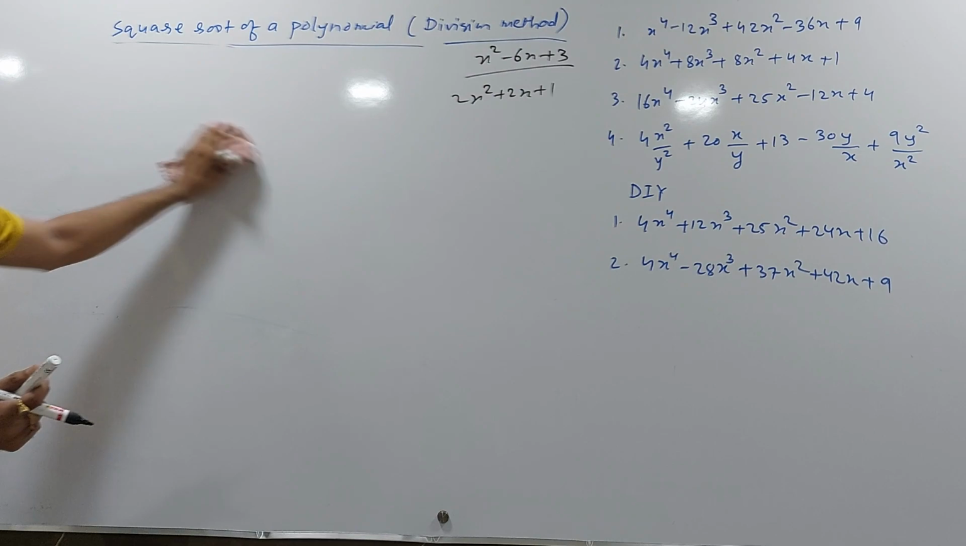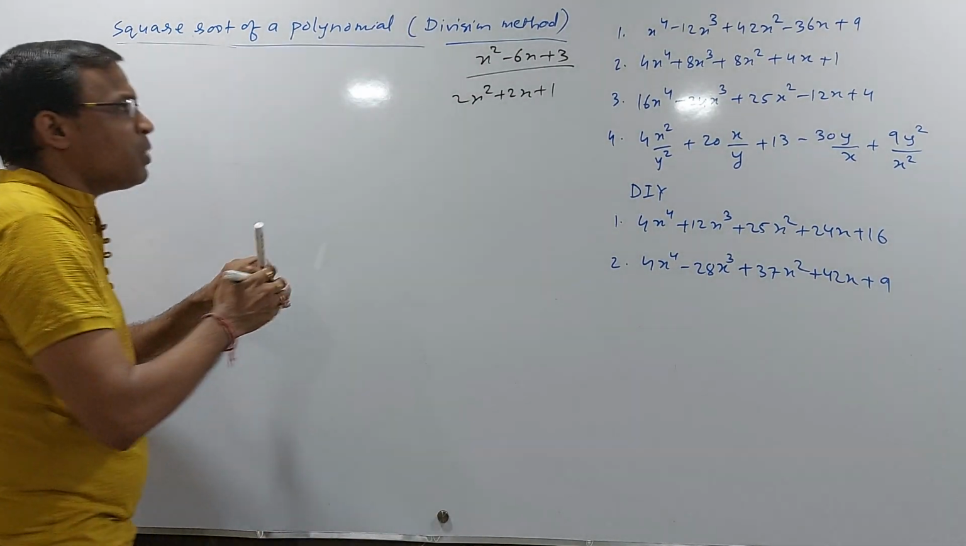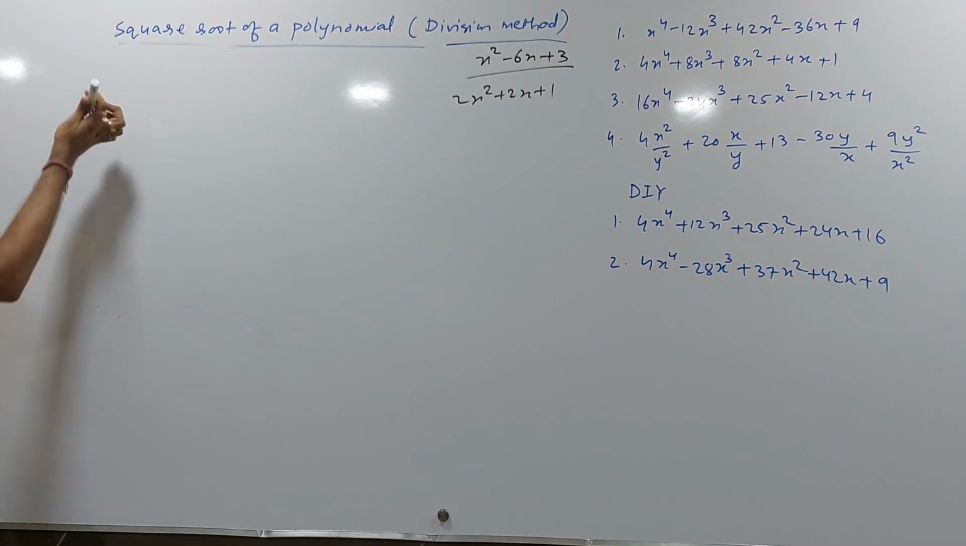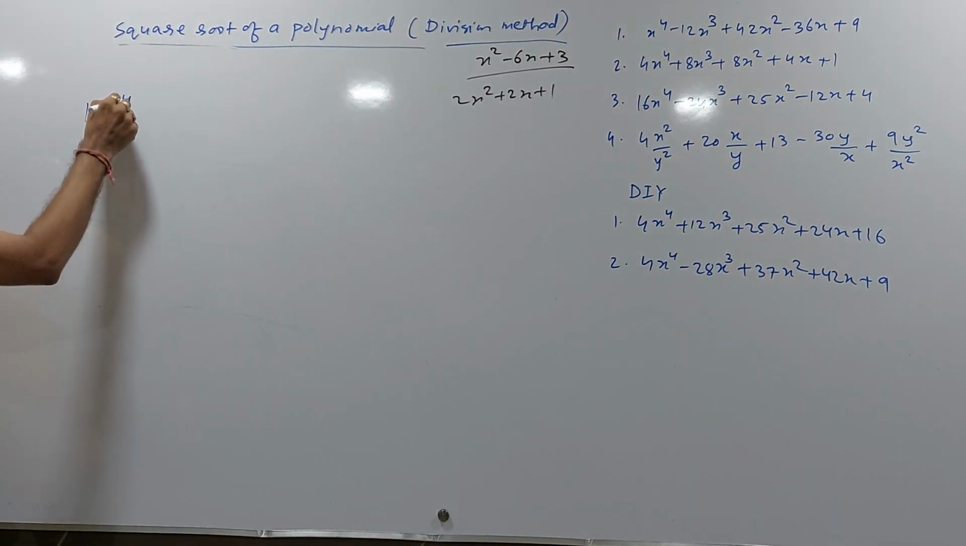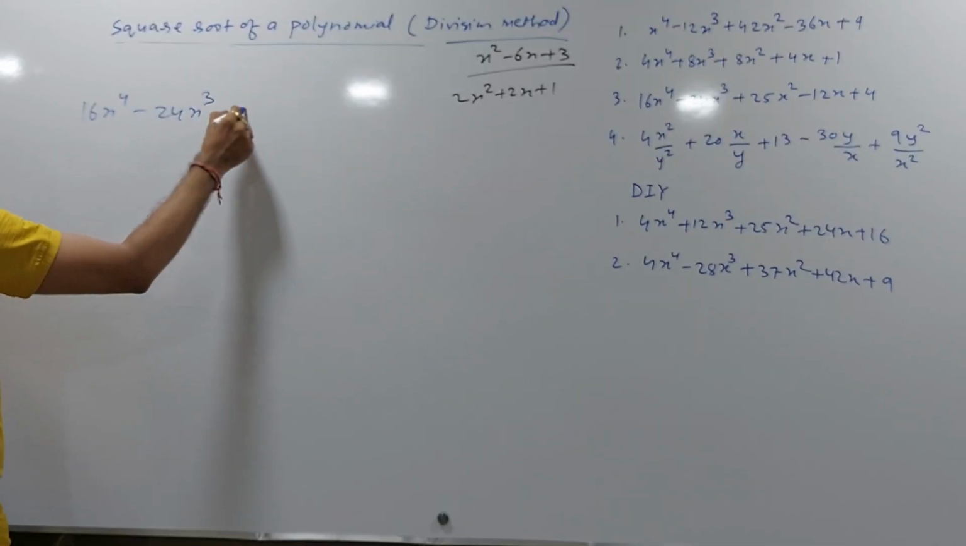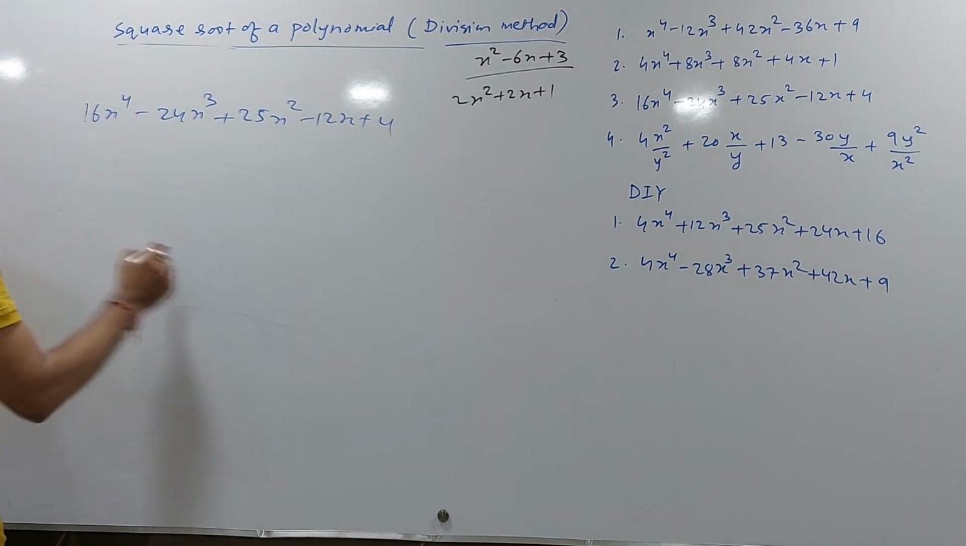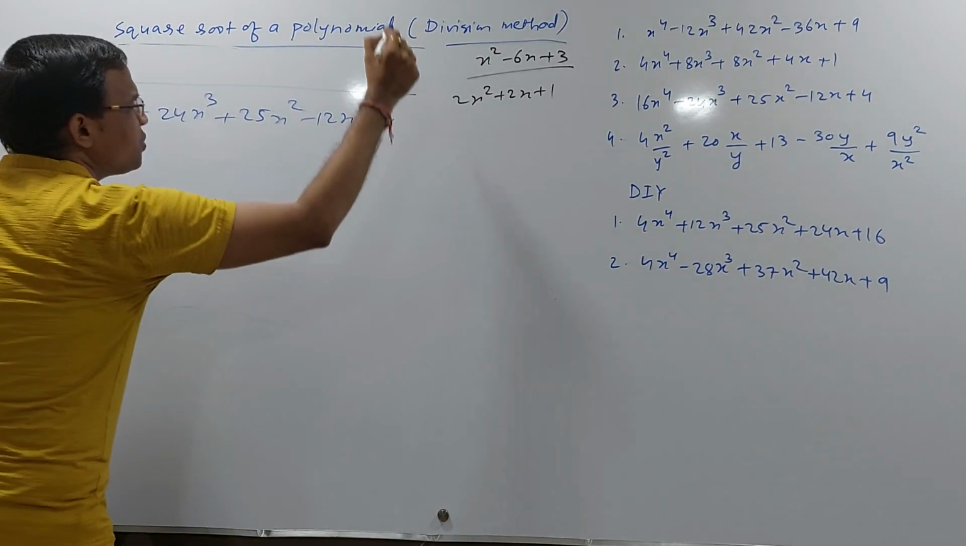I hope you guys are getting this properly. My next question is this: 16x power 4 minus 24x cube plus 25x square minus 12x plus 4. So let me try this.